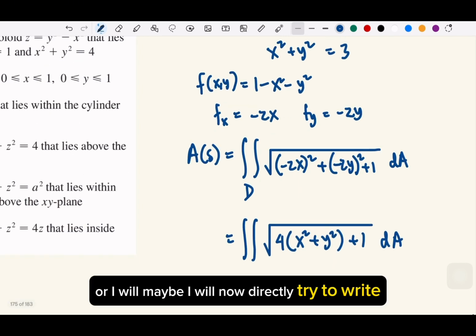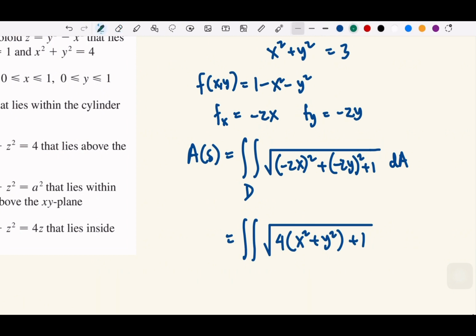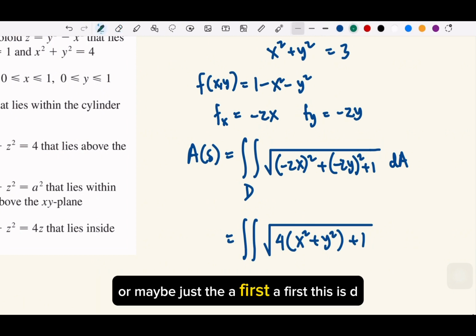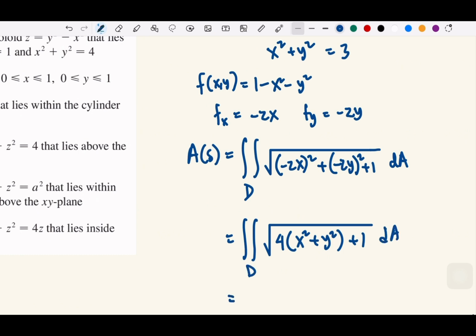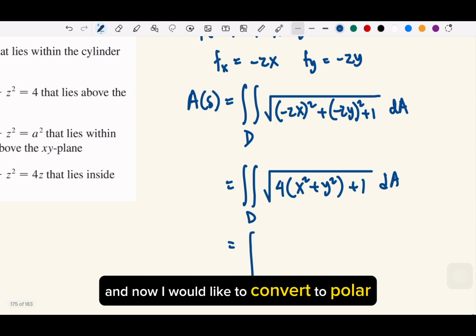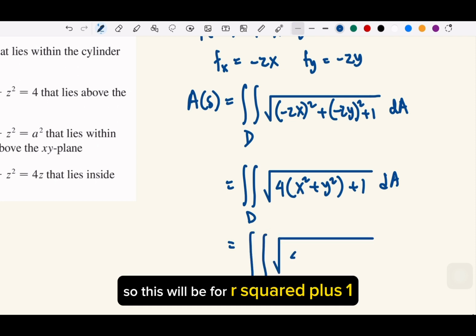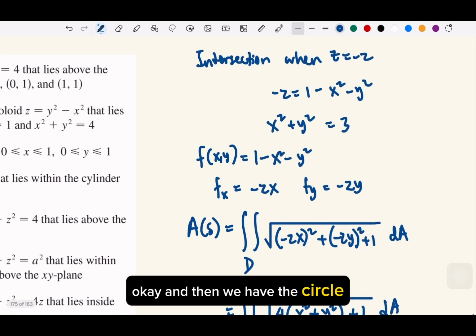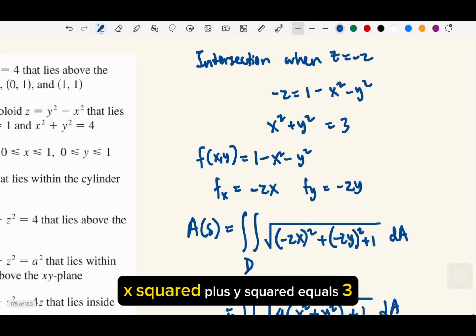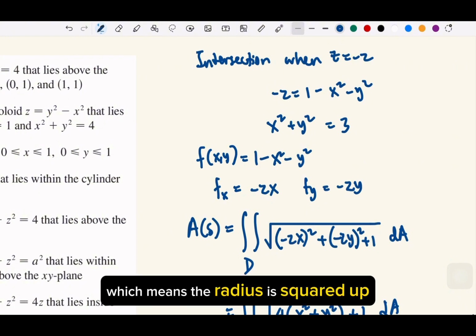Or maybe just the A first. And now I would like to convert to polar. So this will be the square root of 4 r squared plus 1. Okay. And then we have the circle: x squared plus y squared equals 3, which means the radius is square root of 3.